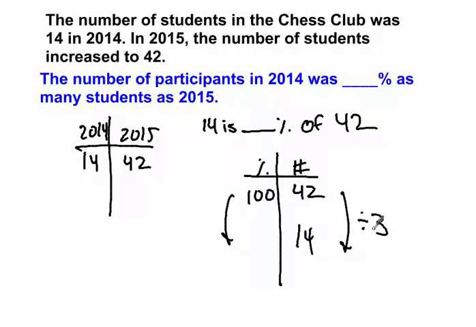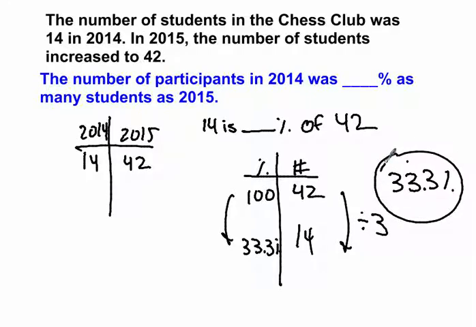So 100 divided by 3 is 33.3. So the number of students in 2014 was 33.3% the number of students, as many students as 2015. So those are the concepts for today. You may need to rewatch this to practice some of these ideas.